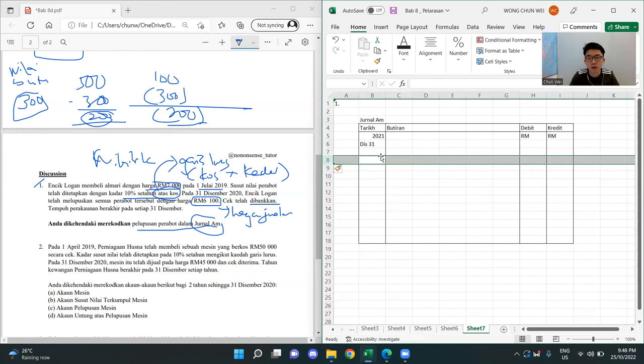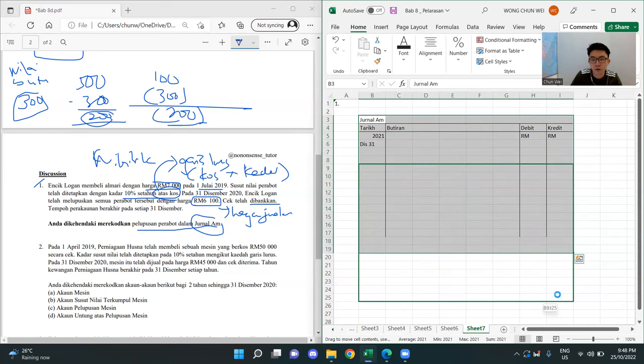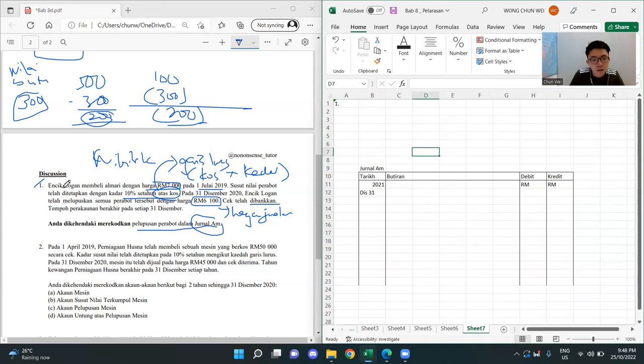How much is the susut nilai terkumpul? Okay, so you see, Encik Logan membeli almari dengan harga 7,000. So the cost is how much? The cost is 7,000. Alright, cost is 7,000, pada 1st July 2019.